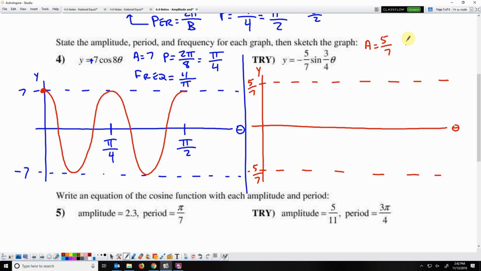The period is 2 pi over b, and b is 3/4. So I'm going to make that 2 pi over 1 over 3/4. When I do loops here, I'm going to get a numerator of 8 pi and a denominator of 3. So 8 pi over 3 is the period. The frequency, which I'll write up above, is the reciprocal of the period. That is 3 over 8 pi.